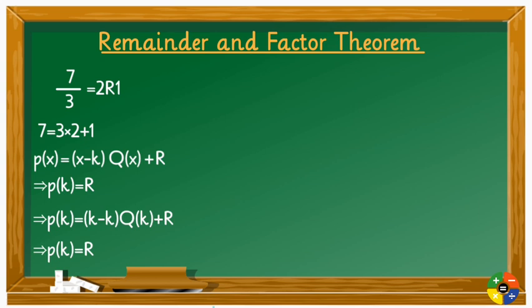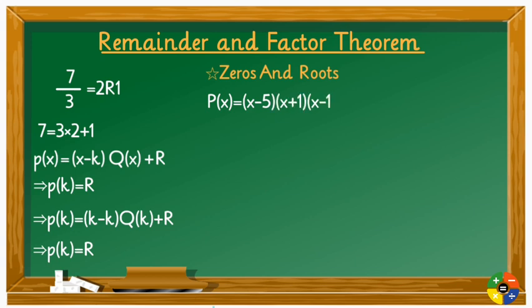In order to understand this properly, we need to know the definitions of zeros and roots of an equation. The zero of a polynomial is the value of the variable which makes the polynomial equal to 0. Meanwhile, the roots of a polynomial are simply the zeros of that polynomial. For example, the polynomial p of x is equal to x minus 5 into x plus 1 into x minus 1. The zeros are positive 5, negative 1, and positive 1. These values can be obtained by solving the equation using the null factor law.